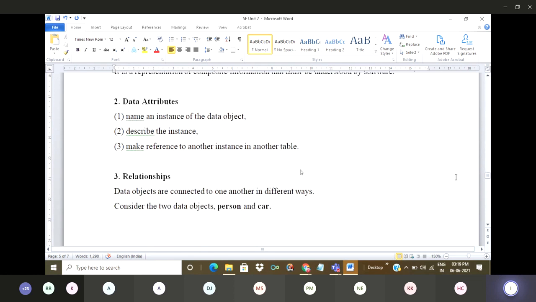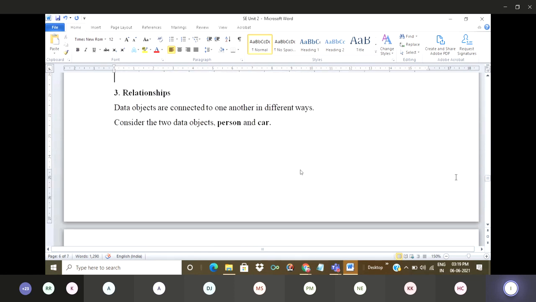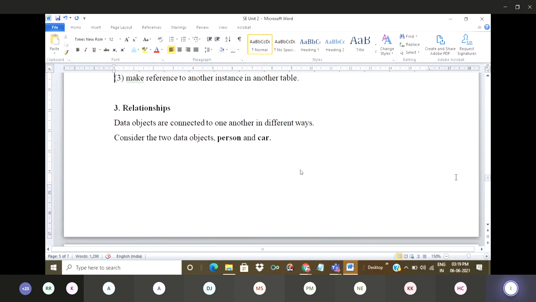Relationships. Data objects are connected to one another in different ways. For example, it consists of two data objects, person and car. This is an example of a relationship. They must be connected to each other in different ways.